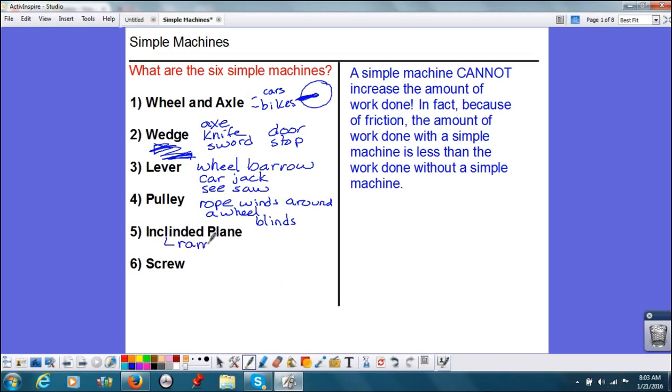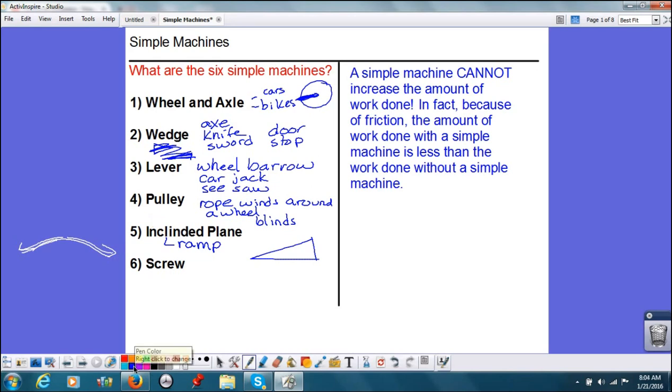Basically this is a ramp. It's something that is angled and it's stationary, and then we move things up and down it. The roads are kind of angled. Sometimes you see the road goes up in the middle. It's not that exaggerated, but that's so the water drains off to the side. That's an example of an inclined plane.